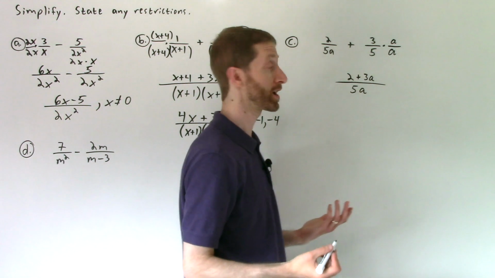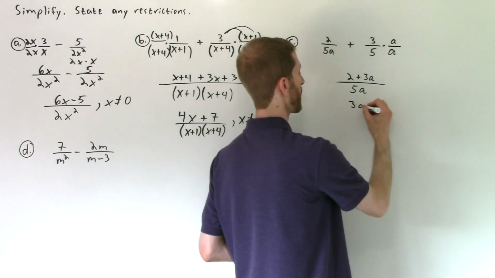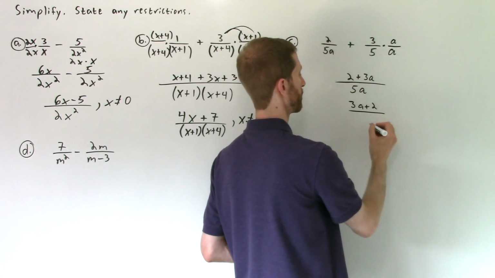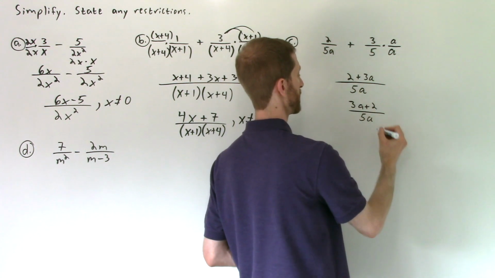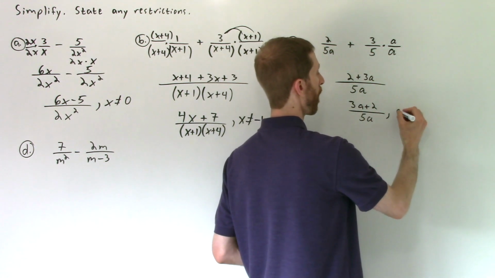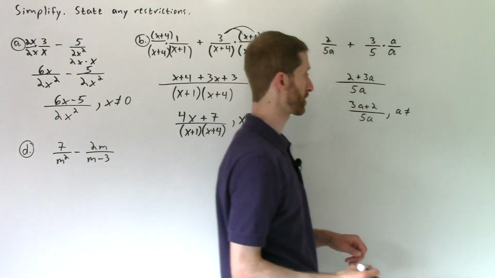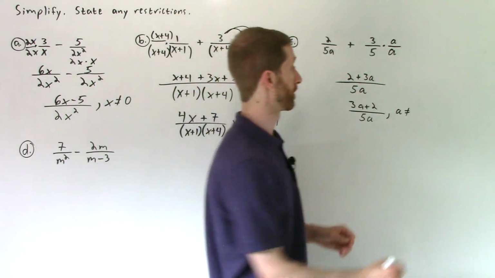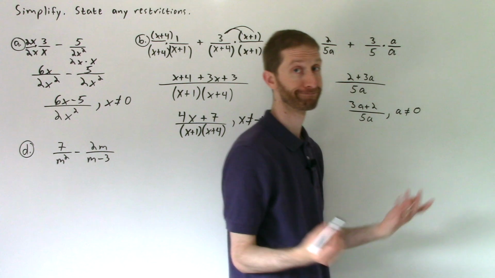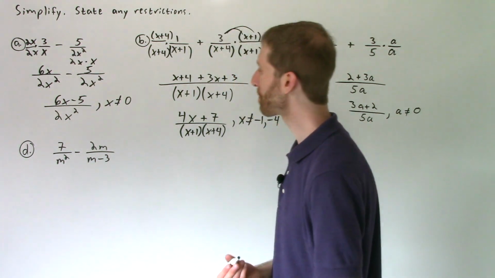Ooh, we're done. Now some people will want to write that in standard form, right? 3a plus 2 over 5a. That's highest power to lowest. Now, the one thing that we've got to look out for is that restriction. A cannot equal 0 because that would make the denominator 0. Not bad. All right, one more problem.